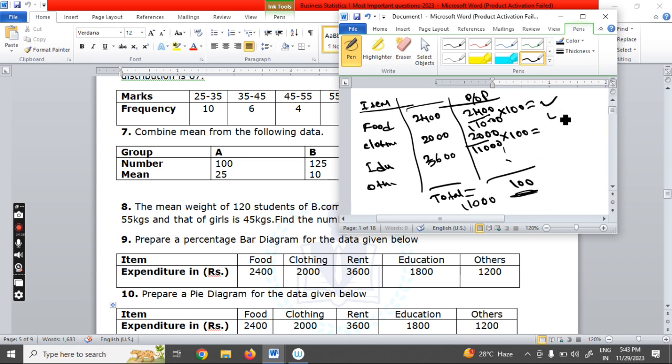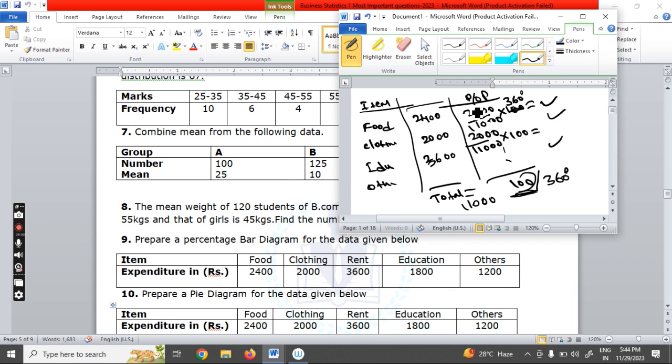Once you get all these values, you plot them in the graph, and you can get a percentage bar diagram. The pie diagram and the percentage bar diagram are both the same. In place of 100 we have to multiply with 360, because a pie means a circle, and the circle has 360 degrees. We have to multiply this with 360. You'll get degrees now, and that time the total should be 360.